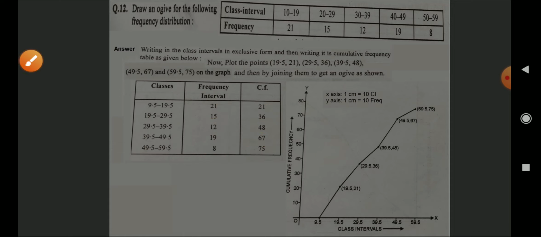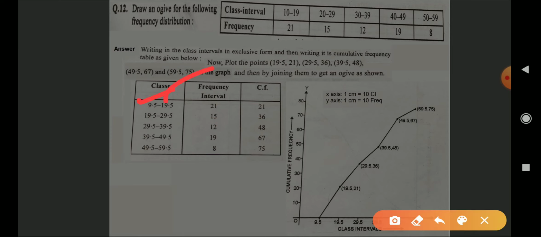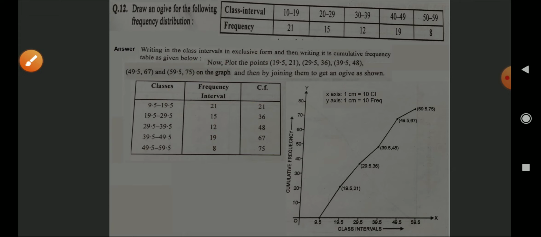And on your x-axis, where do you start from? You start from 9.5. So the cumulative frequency for 9.5 will be 0, for 19.5 it will be 21, for 29.5 it is 36, for 39.5 it is 48, for 49.5 it is 67, and for 59.5 it is 75. So this is how we plot the graph for question number 12. I hope you understood. If you keep on practicing, you will get the idea of what to do. So in the cumulative frequency curve, you require continuous class intervals and the cumulative frequency.